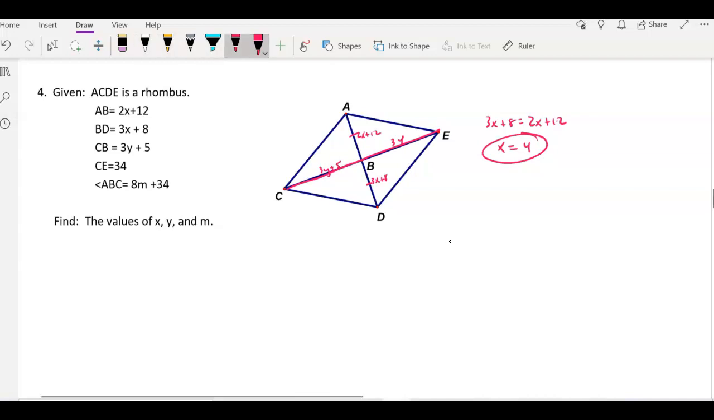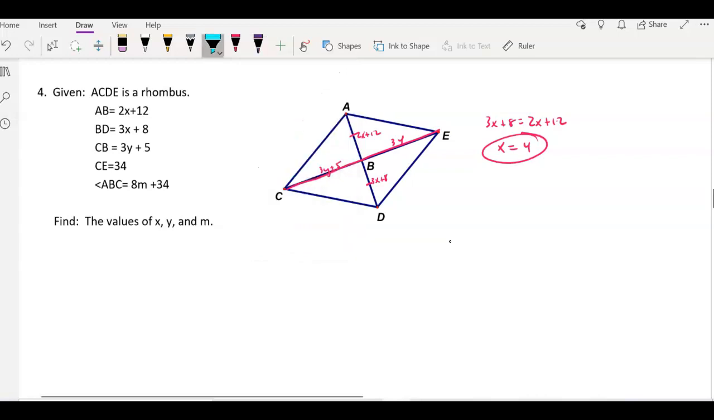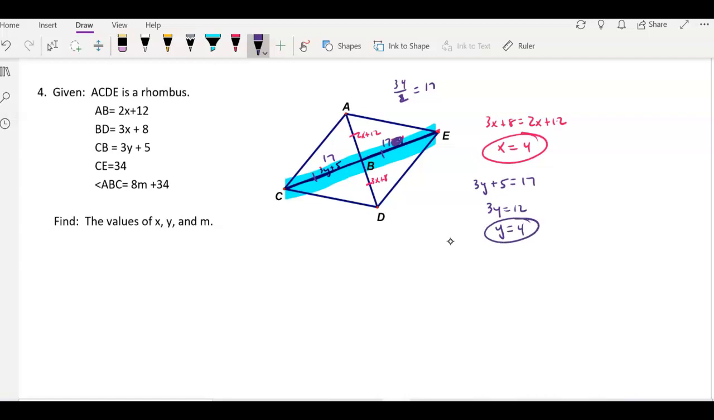But to find y, you have to look at it a little differently. Remember, 34 is the length of CE. So if that whole segment is 34, what's the length of each of these pieces going to be? Take 34 divided by 2. This piece would be 17, and this piece would be 17. So to find y, 3y plus 5 equals 17, 3y equals 12, and y is equal to 4. Some people might also do 3y plus 5 plus 3y plus 5 equals 34.